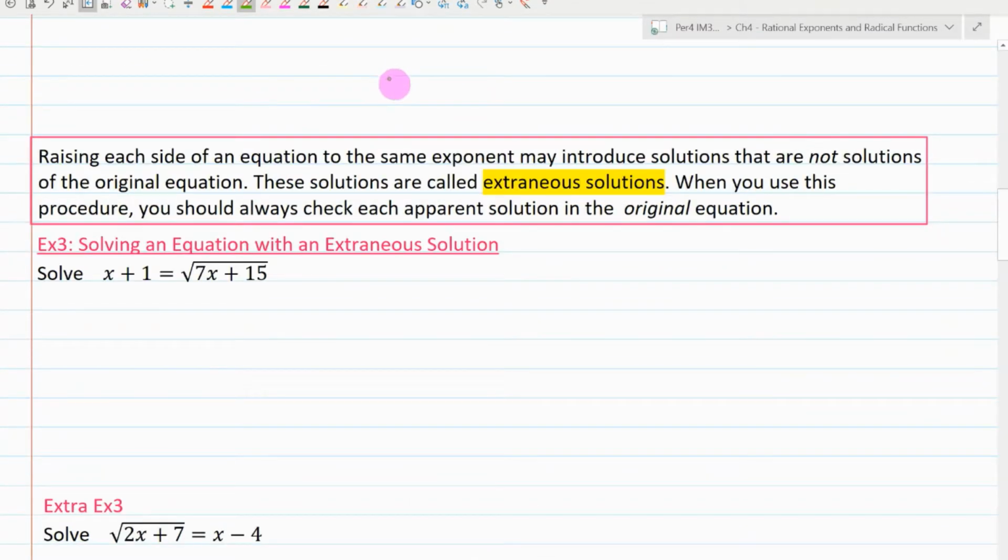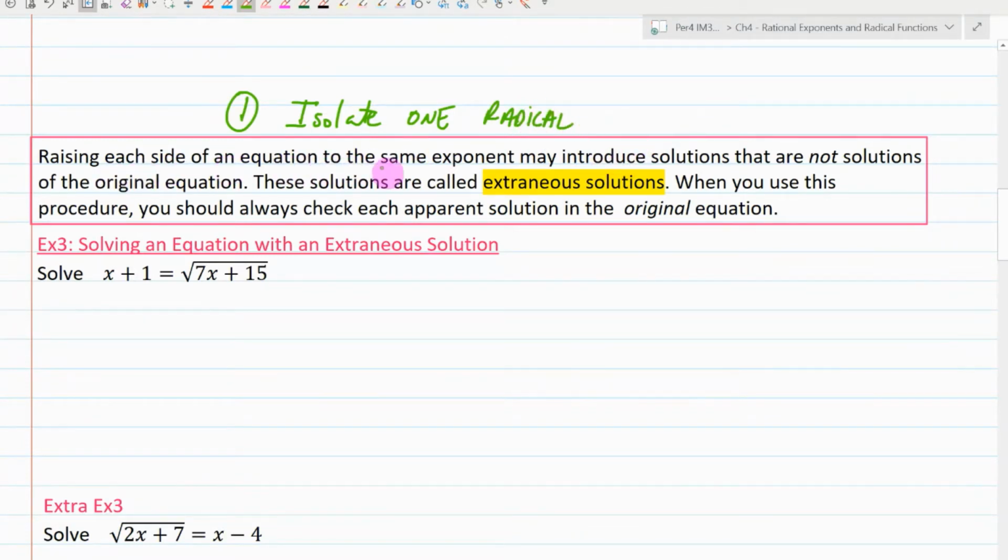All right, so we're going to skip example 2 for now. For the next section, the most important thing is that you need to isolate one radical. Sometimes there'll be 2 and you need to isolate 1.